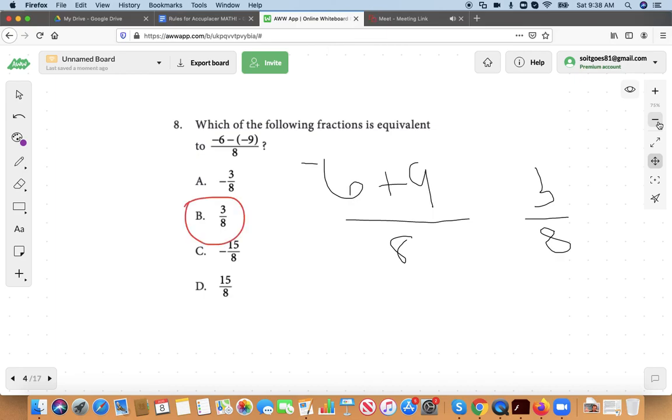And even if you made an arithmetic error, like with negative 6 plus 9, just try, it's not going to be negative. So you can get rid of A and C, at the very least. But if you do the arithmetic right, it's obvious, 3 over 8. Any questions about that? Yes, sir. All right. Let's keep rolling.